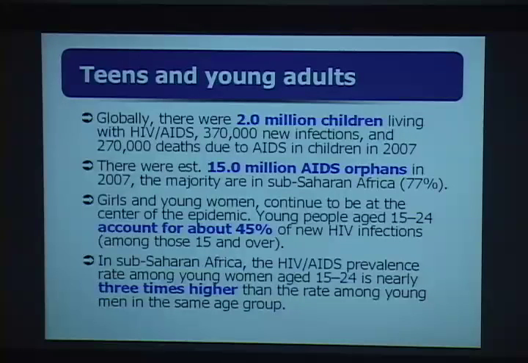Girls and young women continue to be at the center of the epidemic around the world, and certainly in Sub-Saharan Africa. And young people aged 15 to 24 years account for about 45% of new HIV infections, certainly among those 15 years and over. And in Sub-Saharan Africa, HIV prevalence rate among young women is nearly 3 times higher than the rate among young men in the same age group.